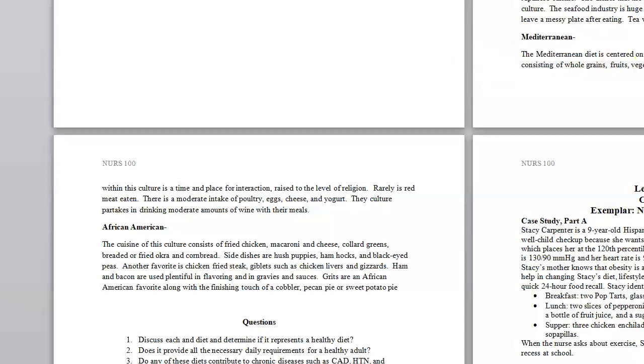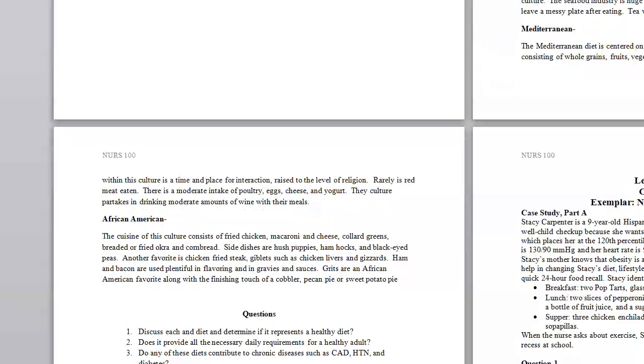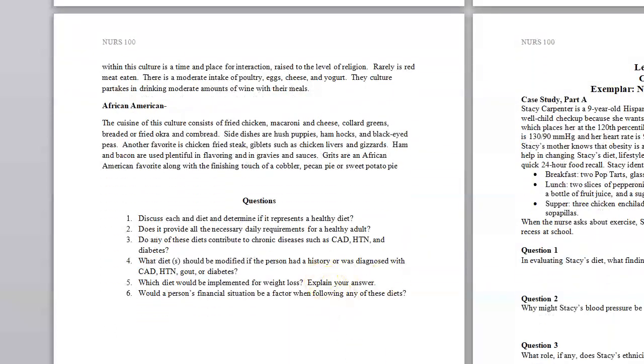So I think if you look at these 4 different types of cultural meals, we could answer these questions pretty clearly, discussing each diet and determining if it represents a healthy diet. I think some are better than others, obviously the Mediterranean, and somewhat the Japanese as well.